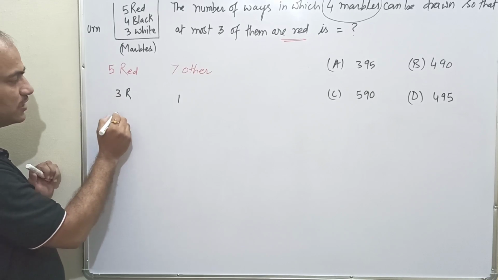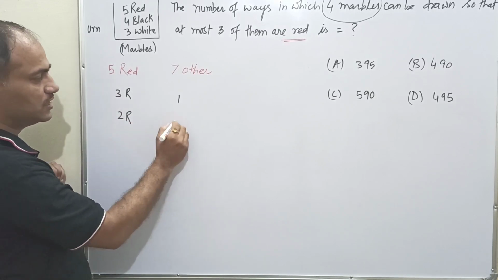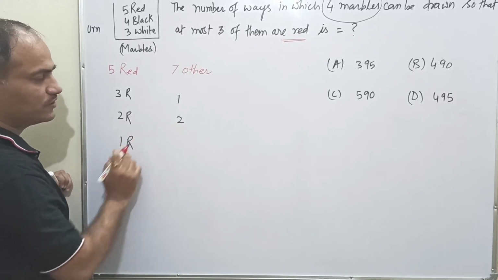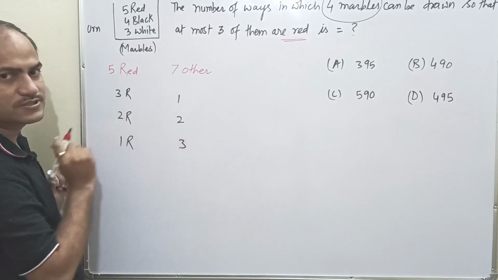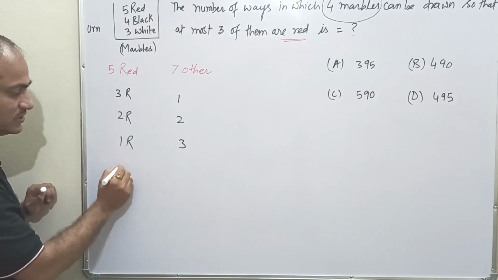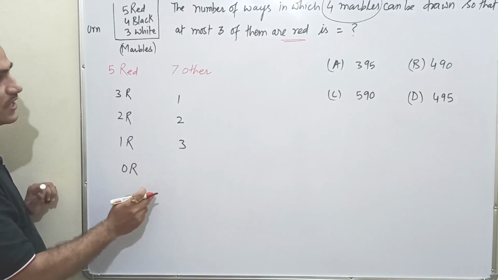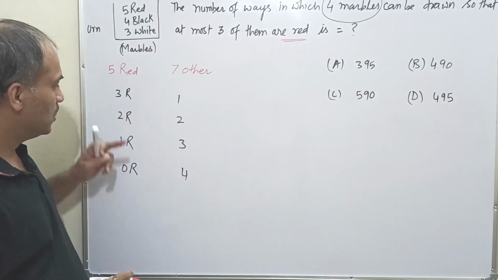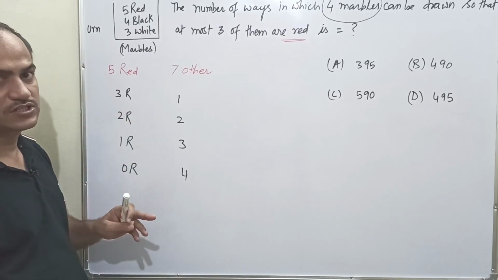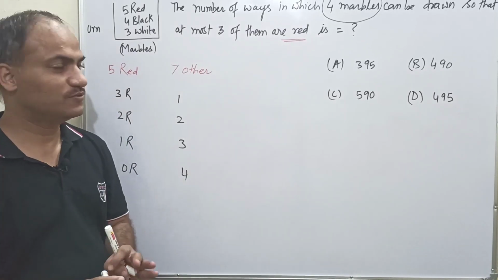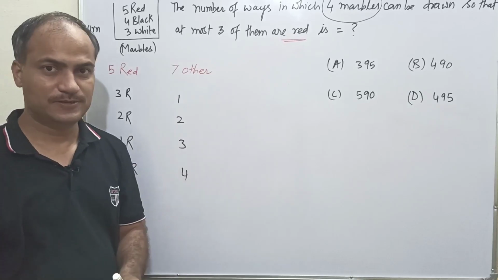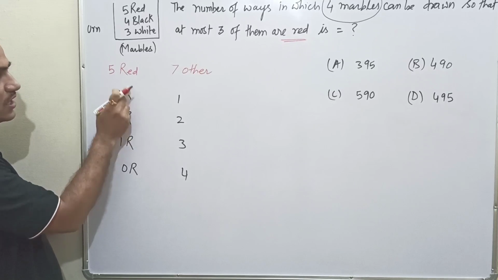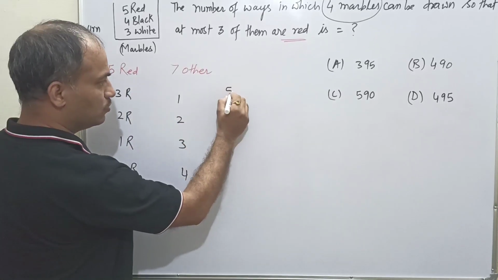And the other possibility is 2 red. So obviously here there will be 2 other marbles. If it is 1 red, then obviously 3 other marbles. See, this can be 0 red also. In that case the 4 marbles will be all other marbles. Okay, so these are 4 possibilities which we have to discuss. I have a shortcut trick to do this question also, which I will discuss in the second method. Fine. So 3 red marbles we are drawing out of 5. So how many ways can we do?